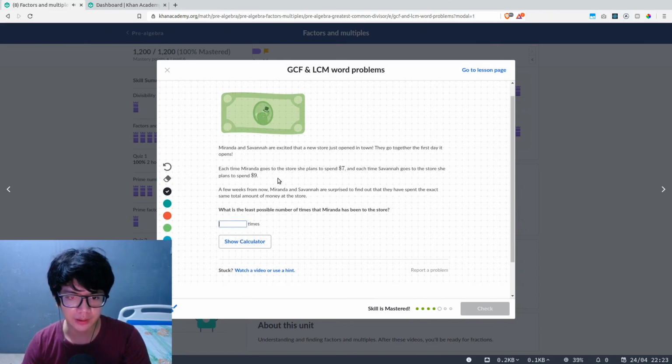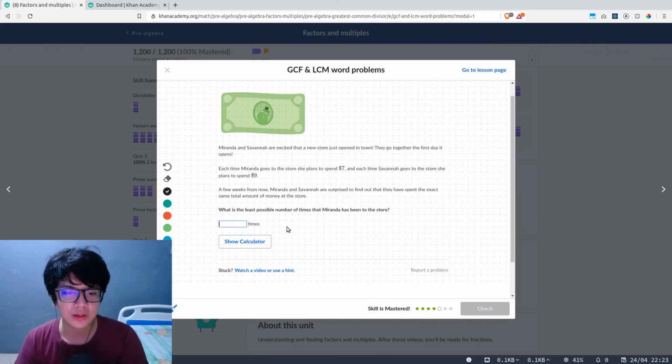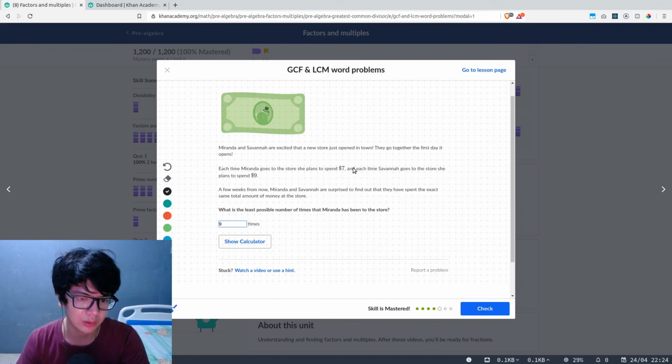Miranda and Savannah are excited that the new store just opened in town. They go together the first day it opens. Each time Miranda goes to the store, she plans to spend $7, and each time Savannah goes, she plans to spend $9. A few weeks from now, they have spent the exact same amount of money at the store. What is the least possible number of times that Miranda has been to the store? 9 times. 9 and 7 are coprime, so if they're going to match, it's going to be 9 times 7. So she's been to the store 9 times.